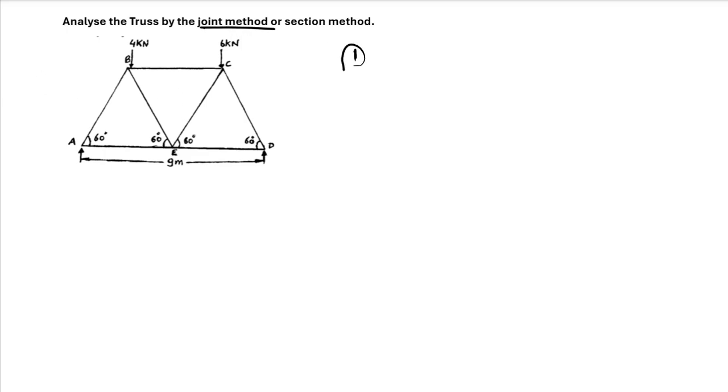So first of all, whenever you are given problems based on truss, you want to calculate the unknown forces or the unknown reactions in the truss firstly. So first step will be to find the unknown reactions.